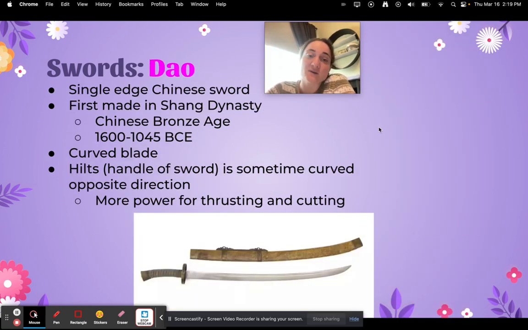All right, another sword that we're going to talk about is the Dao. That is a single-edged Chinese sword. It was first made in the Shang Dynasty. The Shang Dynasty was in the Chinese Bronze Age, which was between 1600 and 1045 BCE. The unique thing about it is the curved blade, and usually the hilt, which is like the handle of the sword, is sometimes curved in the opposite direction for more powerful thrusting and cutting. You can see an example in this picture.